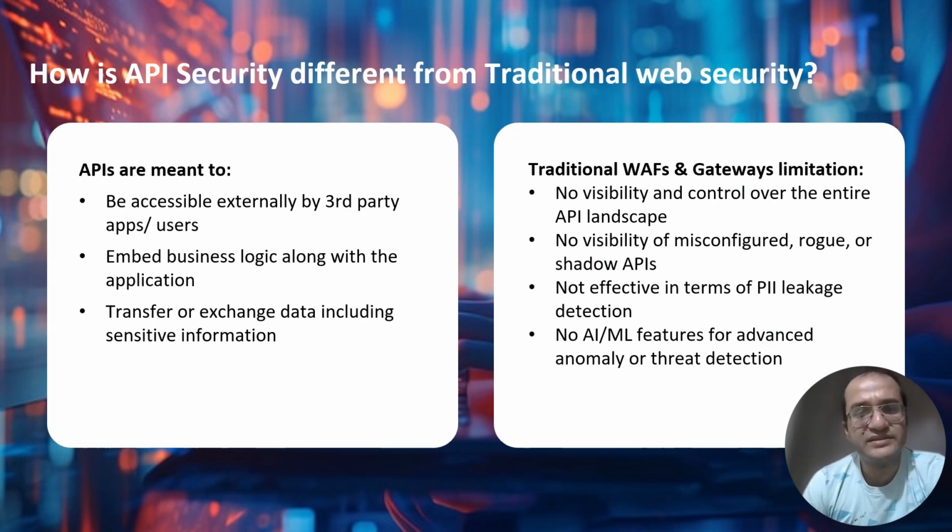So how is API security different from traditional web security? Well, they are different in several key aspects. One is the attack surface. APIs often have a larger attack surface than a traditional web application.